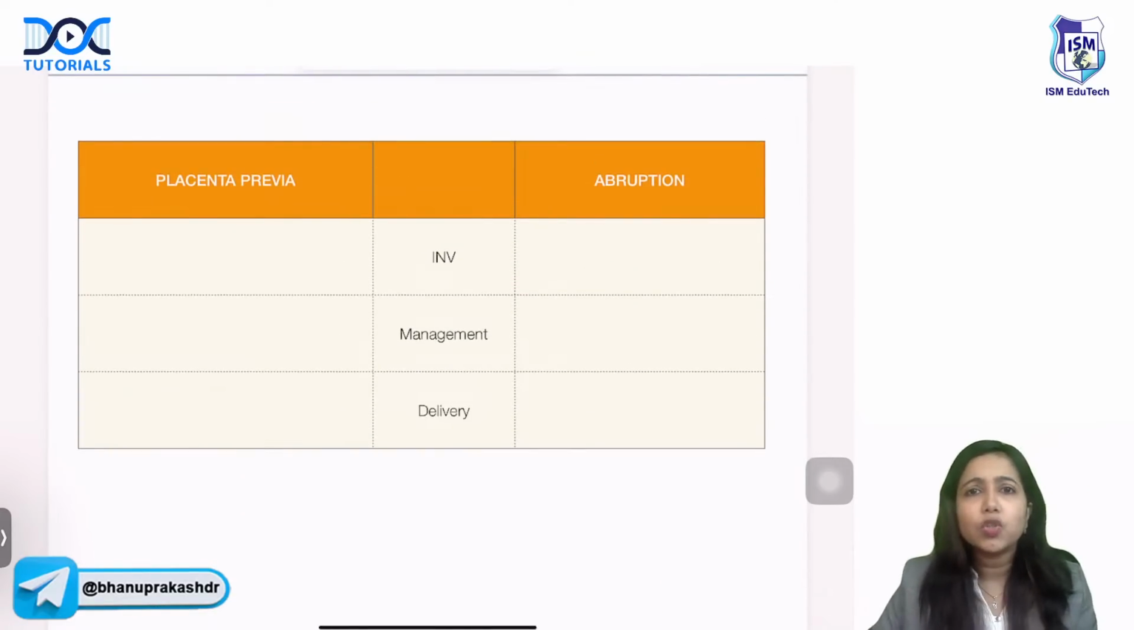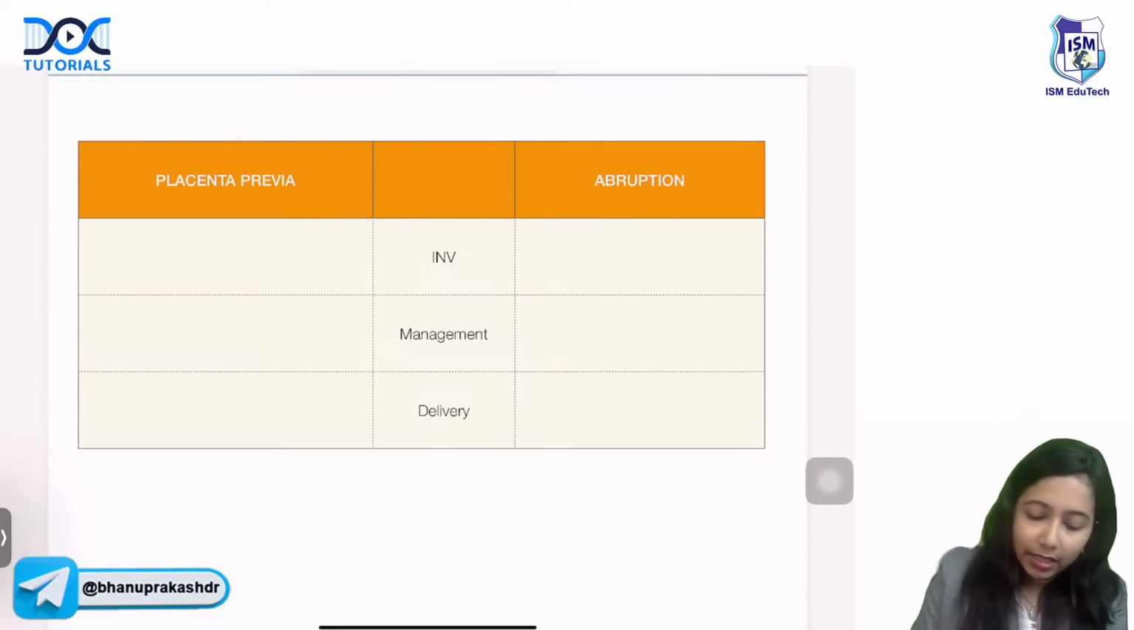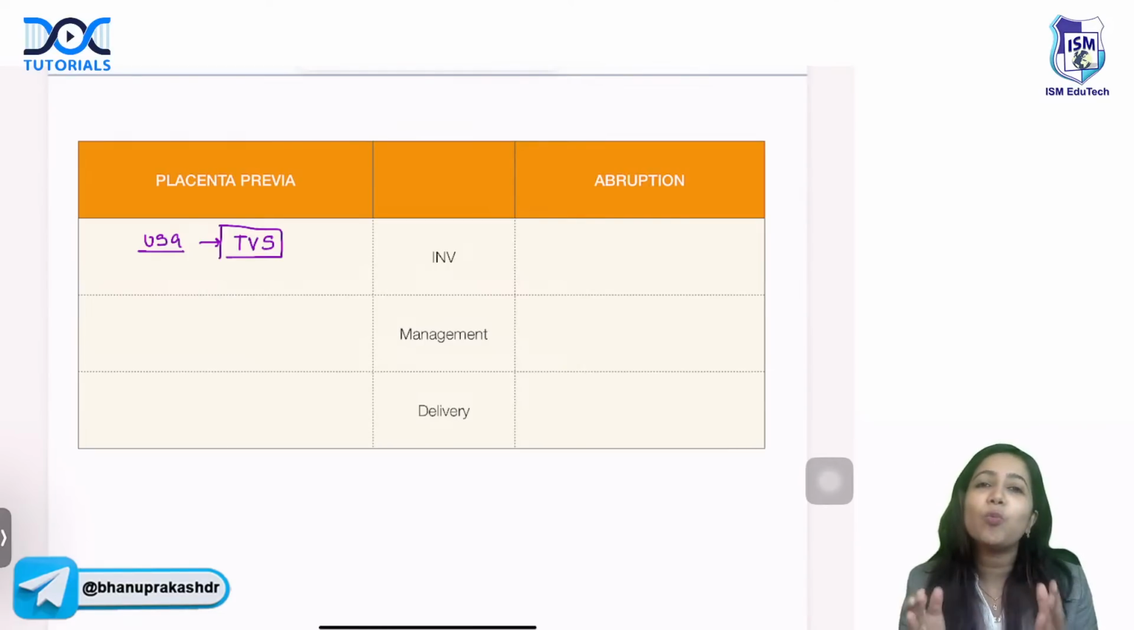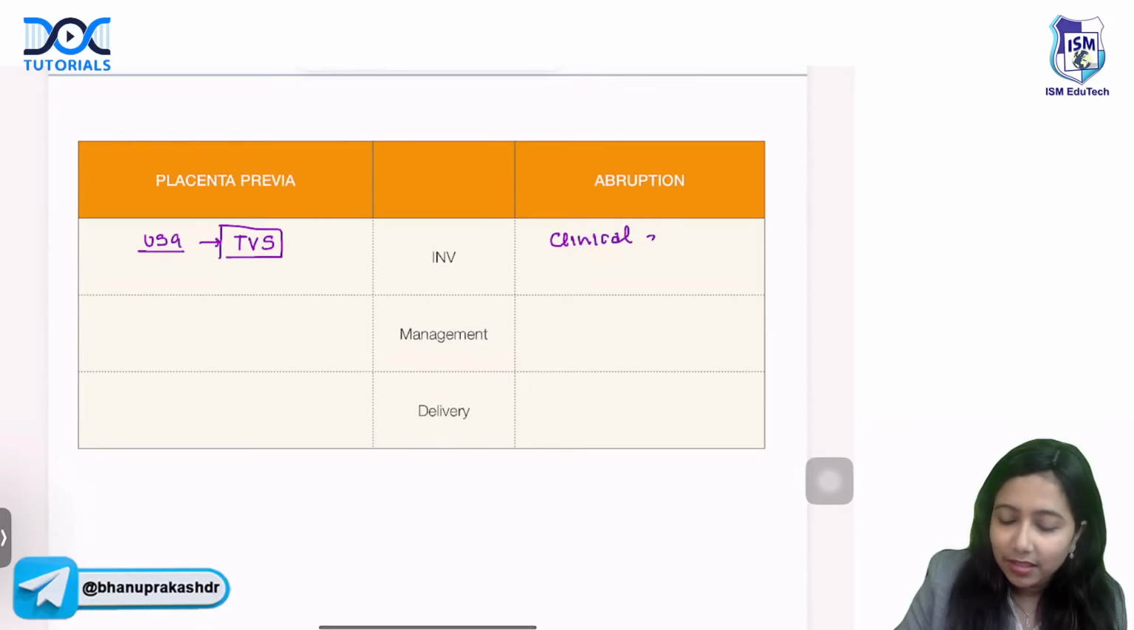Coming to the investigation: what is the investigation of choice for placenta previa? It is ultrasound, but which ultrasound? It is actually transvaginal sonography, TVS. Many students have a doubt: if we are not doing PV, how can I go for a TVS? But in TVS, we do not push the probe through the os. We stop short of the cervix, so it does not cause any further bleeding. So the investigation of choice is TVS. Whereas abruption is basically a clinical diagnosis. That is why they are giving you so many clinical scenarios from abruption.